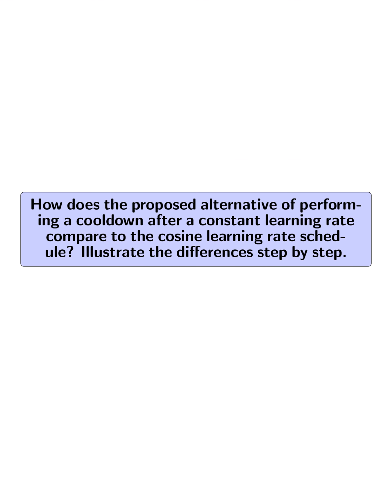How does the proposed alternative of performing a cooldown after a constant learning rate compare to the cosine learning rate schedule? Illustrate the differences step by step.